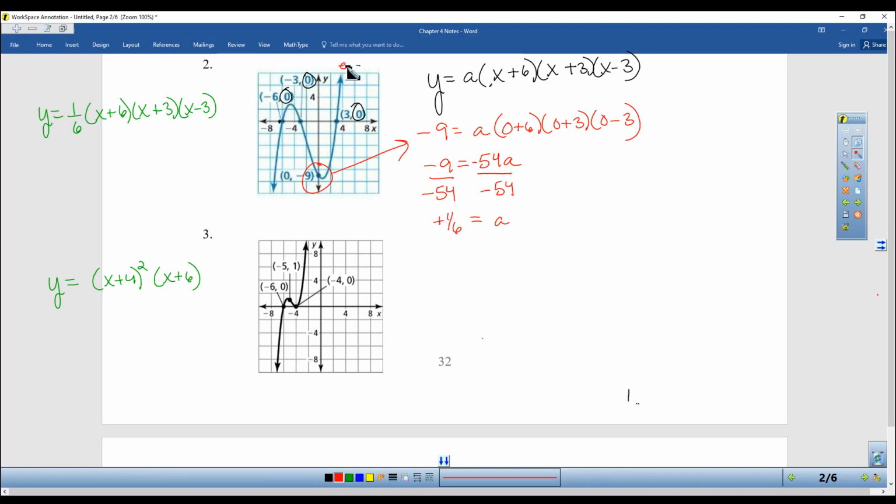That means it should end up... So a should be positive, and it is. So I feel really good about that answer. I'm just going to go ahead and box this. It's silly to rewrite it because all we were missing was the a.